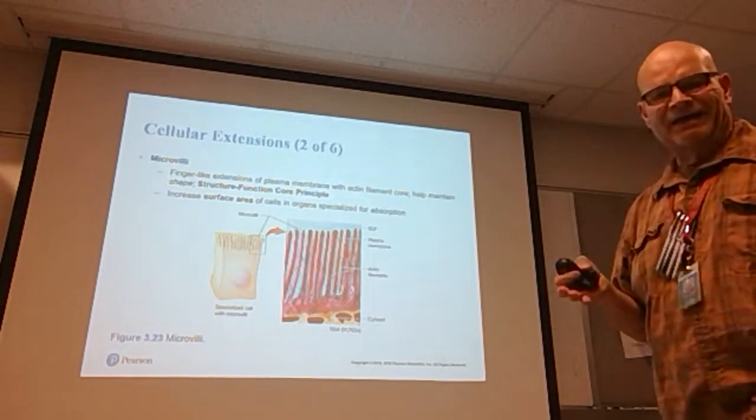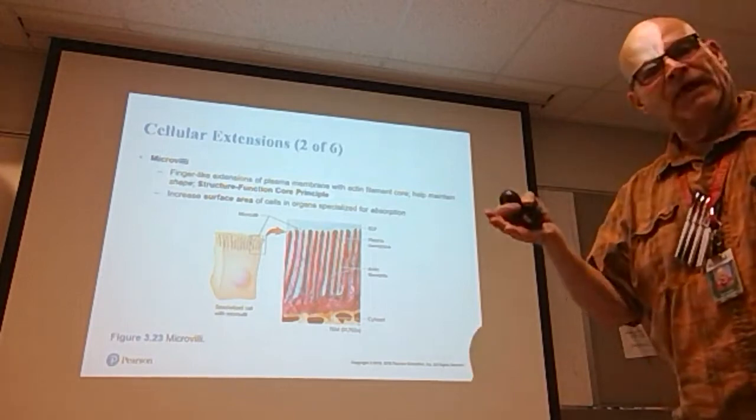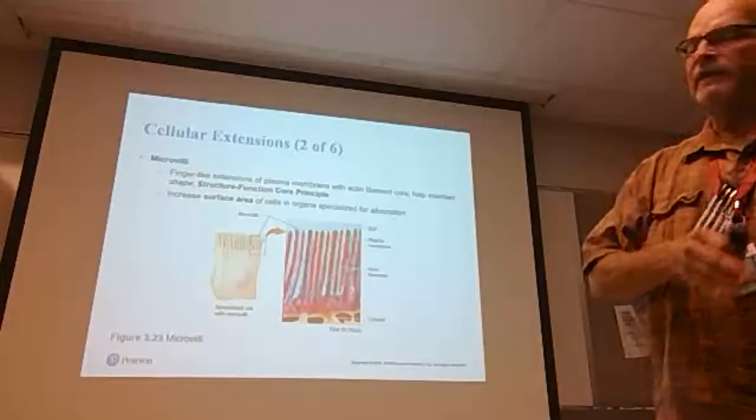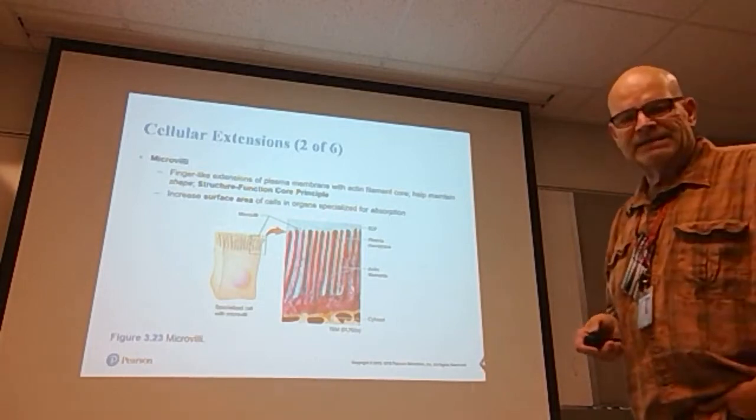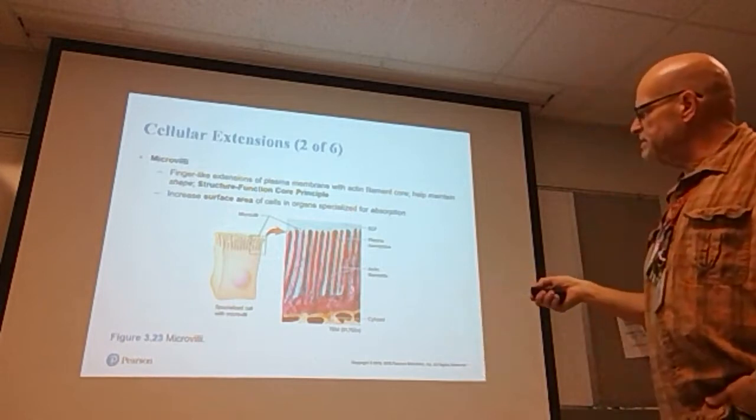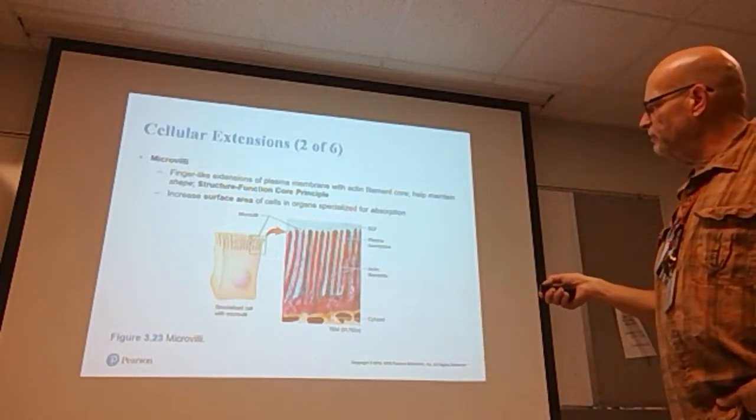And this is that whole structure and function core principle. Cells are designed to do the job they do, and they can do the job they do because of the way they are designed. These increase the surface area of the cells for absorption. For instance, these types of structures are going to be found lining your small intestine. Greatly increases the surface area for nutrients to be absorbed.